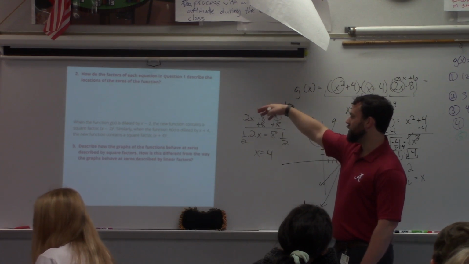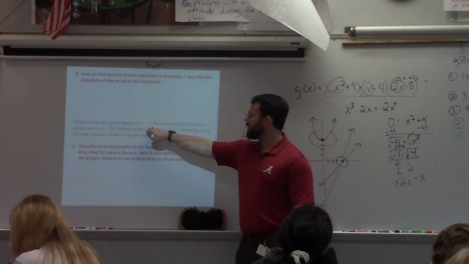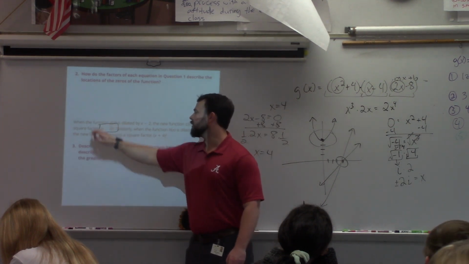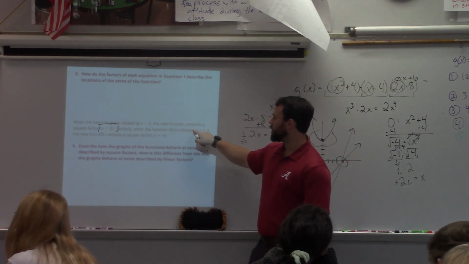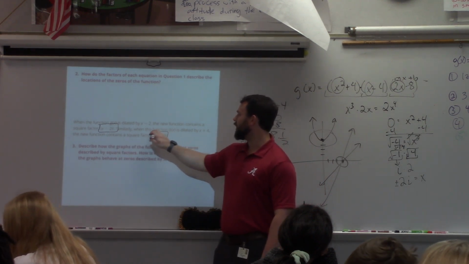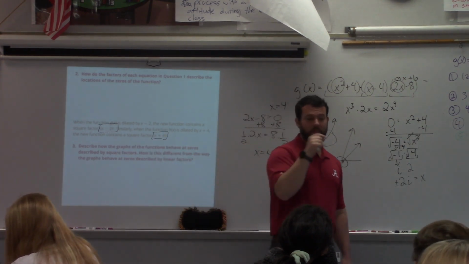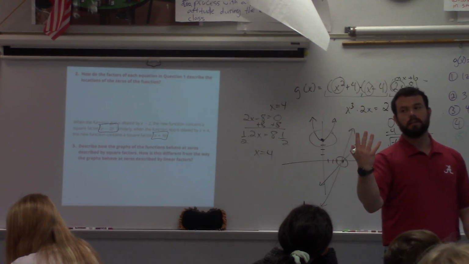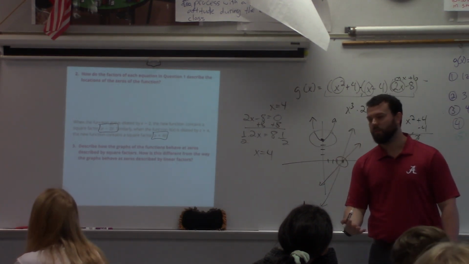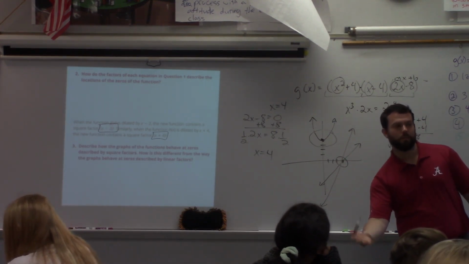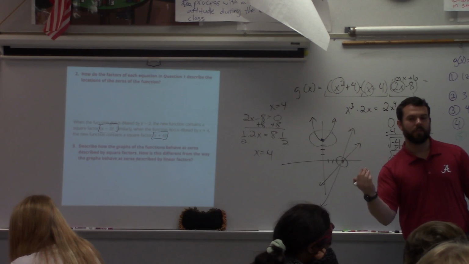So when the function g of x is dilated by x minus 2, the new function contains a square factor. Similarly, when the function h of x is dilated by x plus 4, the new function contains a square factor. That's based on B and C from our textbook, which we need to have open, looking at pages 147 and 148.